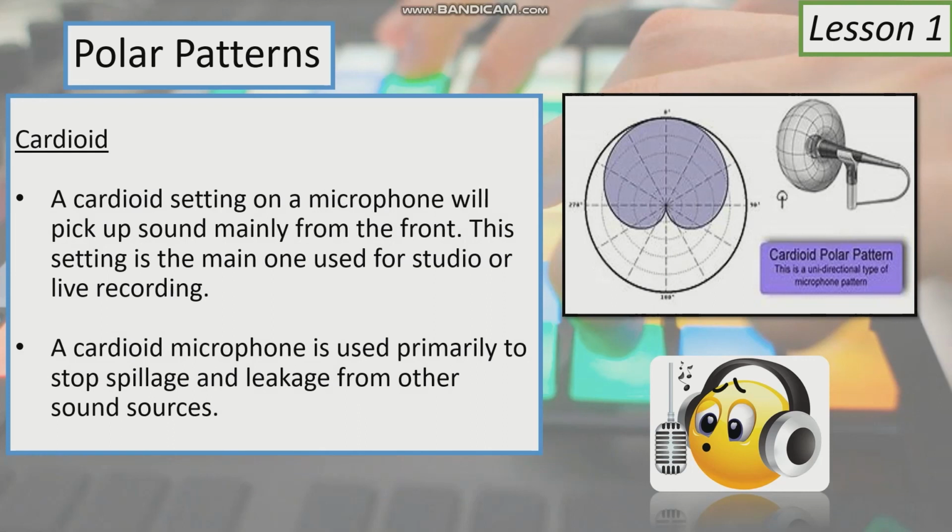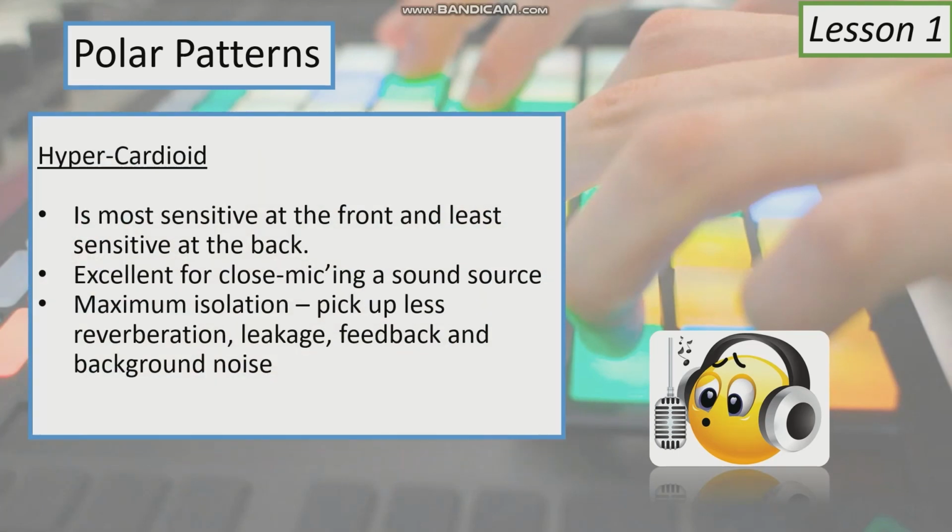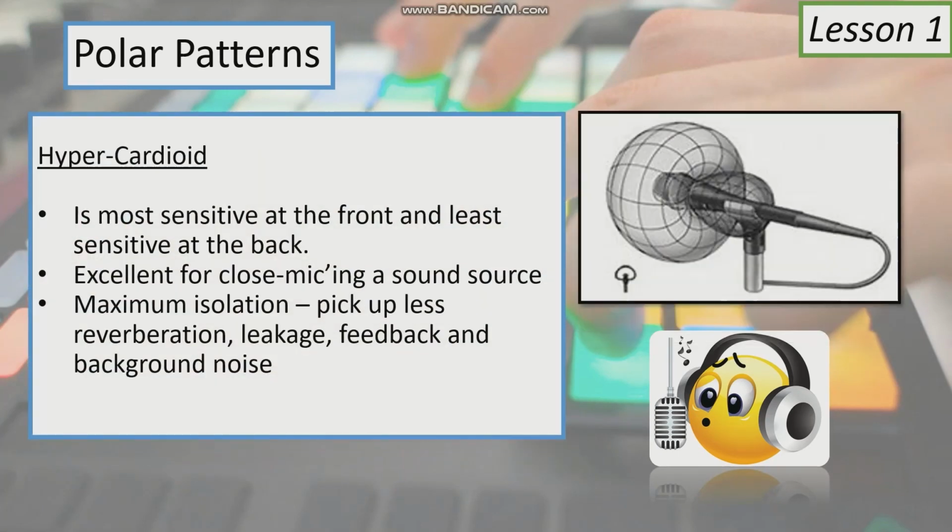Now, to contrast that with our next type of polar pattern, this is a hypercardioid polar pattern. Now you can see from the picture that we've now got this additional part at the back, which we didn't have before. So the microphone can now pick up some sounds from the front and from the back, but it still has that cardioid in its name, so it's still most sensitive at the front of the microphone and least sensitive at the back.